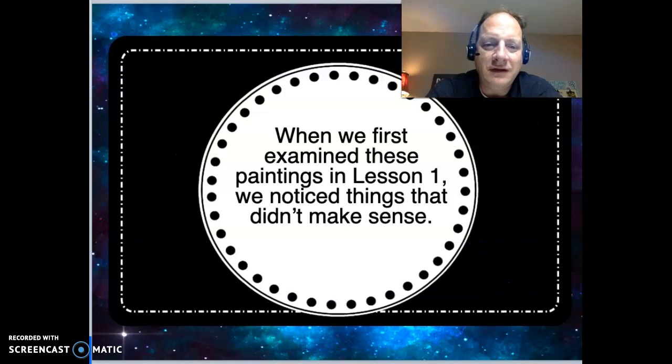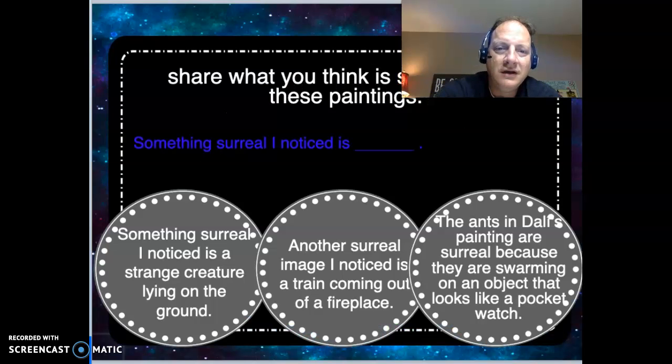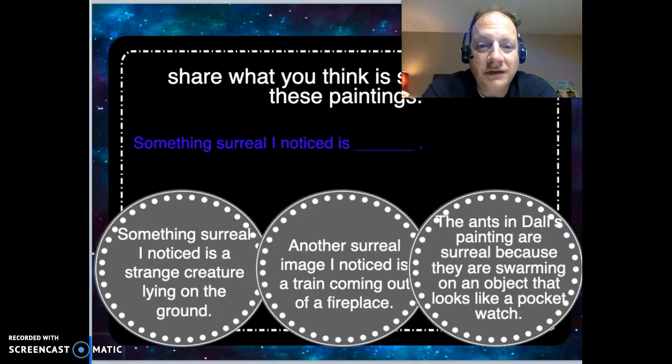When we first examined these paintings in Lesson 1, we noticed the things that didn't make sense in that painting. Okay, so it's surreal. I want you to think about those paintings that we looked at and think of something strange or some strange creature lying on the ground. Many of you pointed that out when we looked at the one with the clocks. You saw that thing on the ground, and some of you said it's a blanket. Others of you thought it was some kind of dead animal.